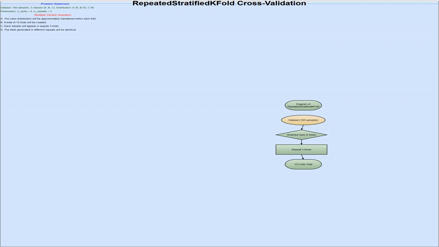I'm using RepeatedStratifiedKFold, a technique in machine learning that helps us evaluate the performance of a model. It's like repeatedly testing your model with slightly different data splits to get a more reliable idea of how well it will generalize. The repeated part means we do this multiple times, and stratified ensures that each data split maintains a similar class distribution, which is crucial for fair evaluation. K-fold refers to the number of splits made in each repetition.